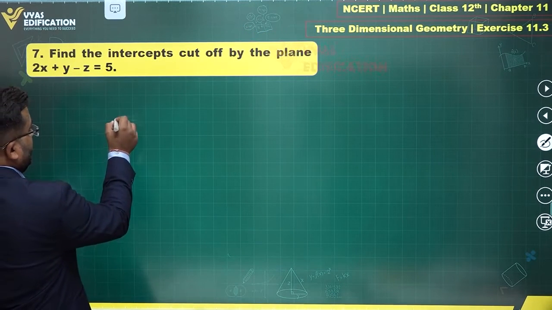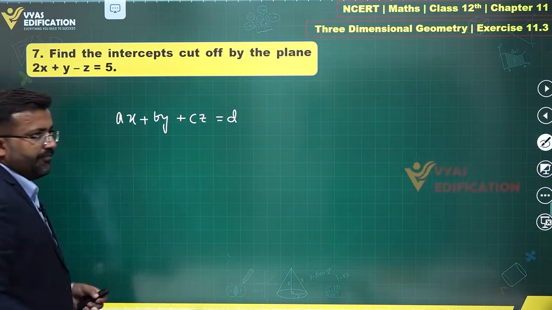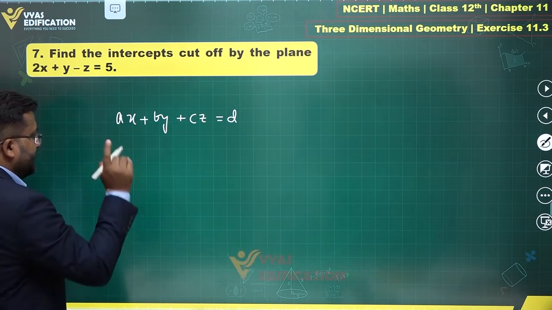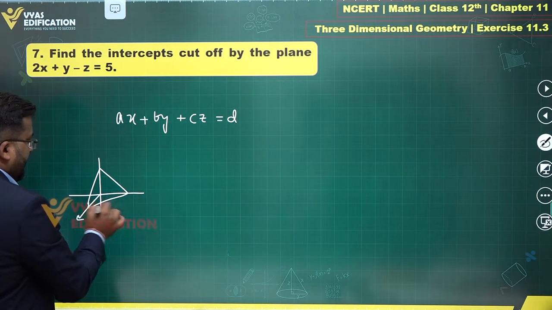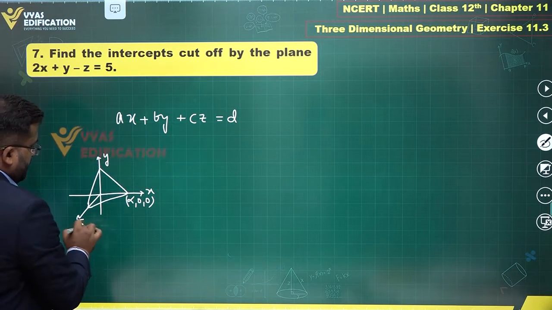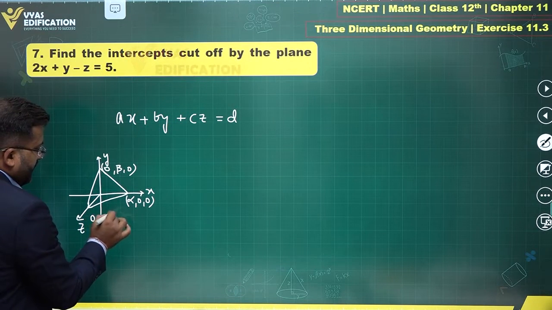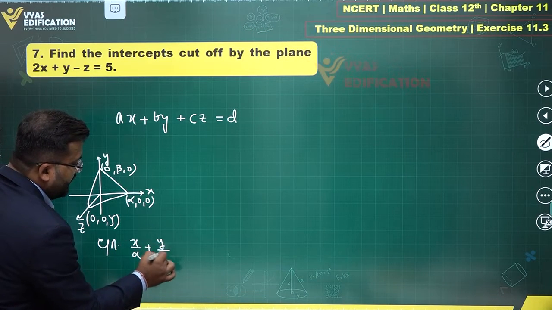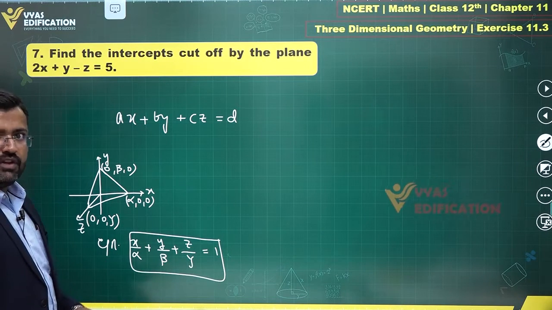For a plane ax plus by plus cz equals d, I can easily write the intercepts by dividing with d throughout. The intercept form actually looks like this when you have a plane having intercepts alpha 0 0 on the x-axis, 0 beta 0 on the y-axis, and 0 0 gamma on the z-axis. The equation looks like x upon alpha plus y upon beta plus z upon gamma is equal to 1. This is the form in terms of intercepts.